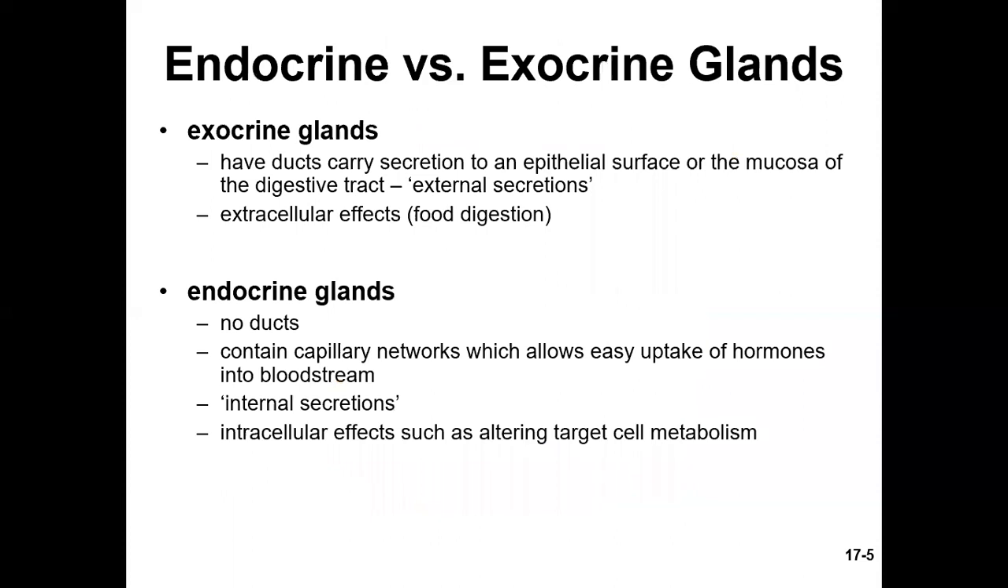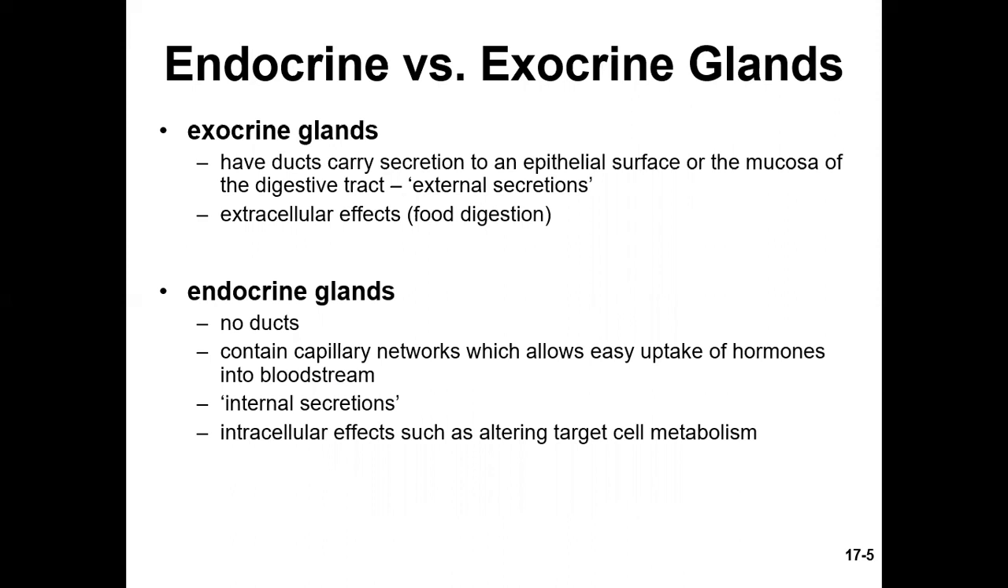So recall that exocrine glands will produce and secrete their chemical message by way of a duct out of a group or collection of cells. It could be a single cell producing the hormone or the message, and they will secrete that onto some type of epithelial surface or lining.